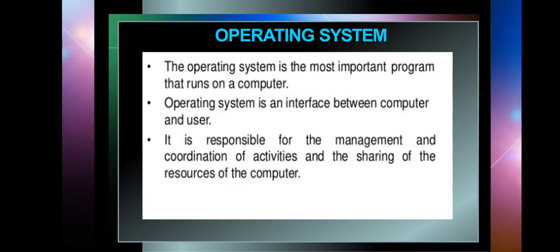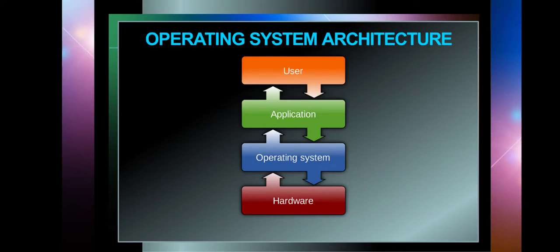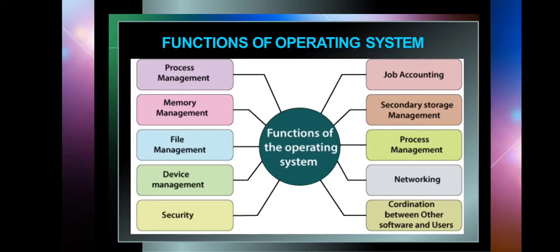So operating system is the most important program which runs on the computer. Basically, what is an operating system? It is an interface between the computer and the user, and it is responsible for the management and coordination of activities and sharing of resources of the computer. Operating system architecture: we have user, we have application, we have operating system, we have hardware. This is the operating system architecture.